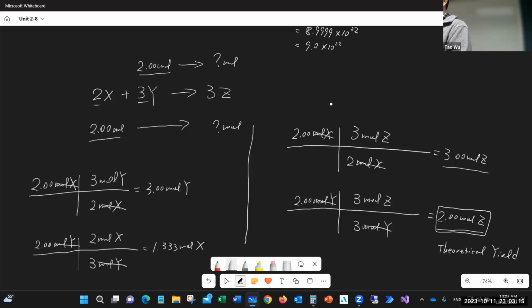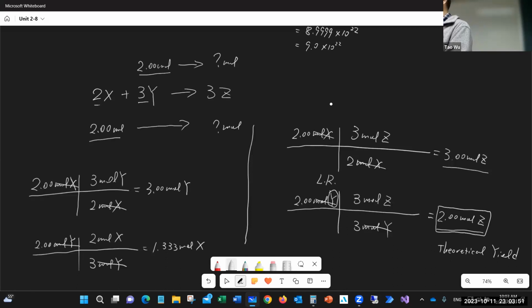Okay, and then what makes this the smallest? Y. Y is making that the smallest. So Y is what we call the limiting reagent. Now you see, just based on this equation, we can figure out both things. First, we figure out which one is the theoretical yield, and then we figure out which one is the limiting reagent. Again, limiting reagent is the reactant, and the theoretical yield is the product.